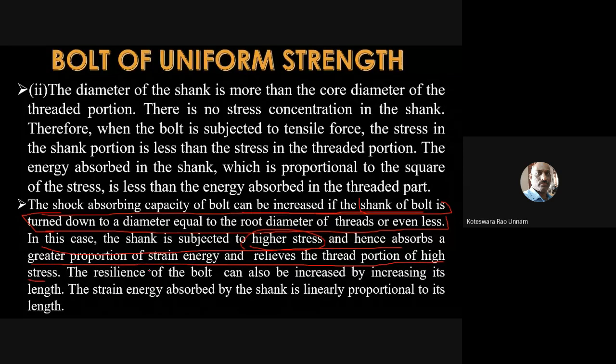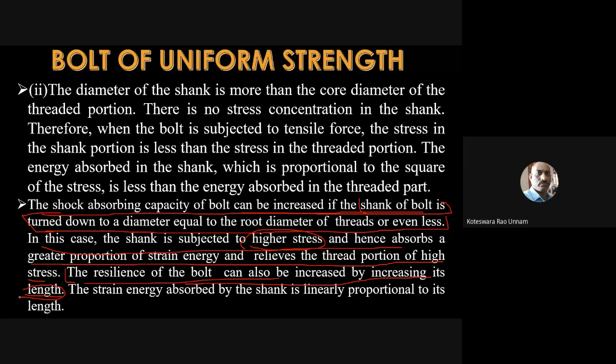So by doing this, you have two advantages. One is that the shank portion is taking more energy when compared to the threaded portion, meaning it is relieving the threaded portion from the high stress region also. Therefore, the resilience of the bolt can be increased by increasing its length also. This is another parameter. The resilience is nothing but the amount of energy absorbed. So that means two options are there. Either you can decrease the shank diameter or you can increase the length of the bolt.